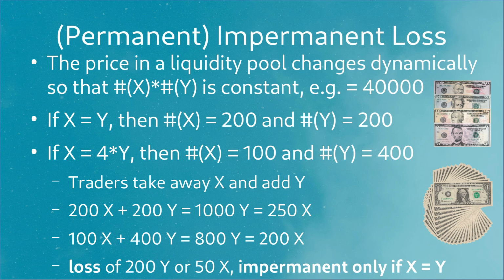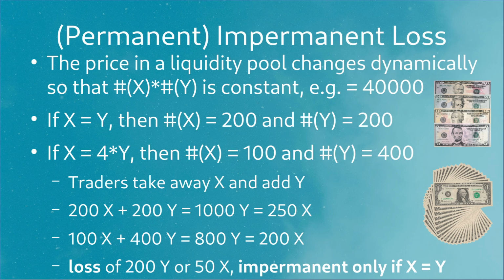If one token is 4 times as expensive as the other, then you would have 100 of the more expensive token and 400 of the less expensive token in the liquidity pool. Why? Because 100 multiplied by 400 is again 40,000 and 400 divided by 100 is 4.